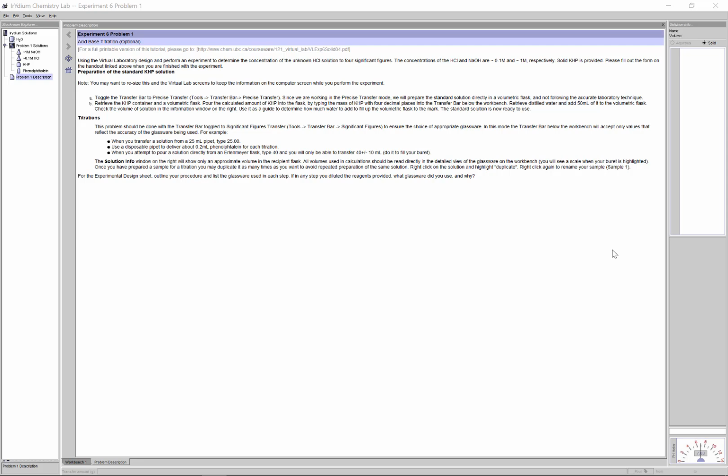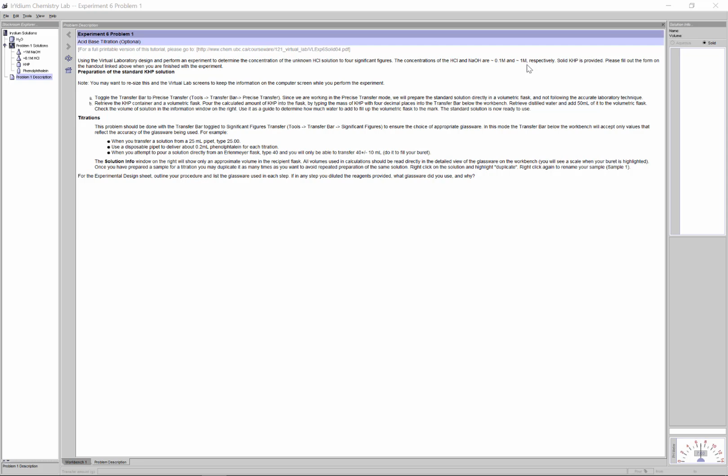I'm going to show you what sort of data you need to take down along with some of the calculations. I'm going to give you some instructions on how to download this virtual program for yourself separately. Assuming you've done that here, let's just dive straight into this problem. In this problem here, we actually have two unknown solutions. We have an HCl solution that is roughly 0.1 molar and an NaOH solution that is roughly 1 molar.